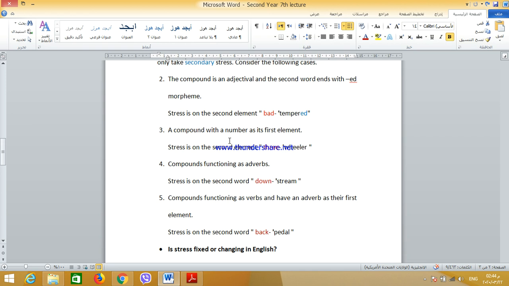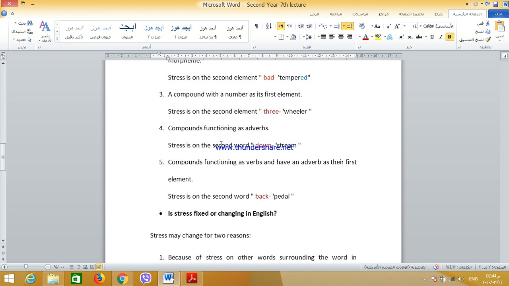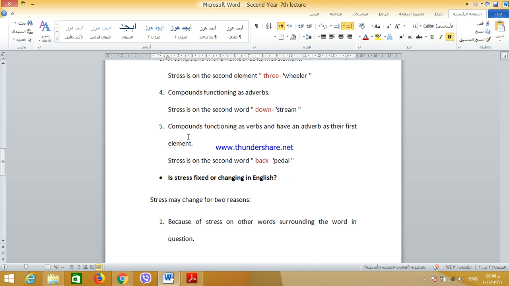A compound with a number as its first element is also stressed on its second part, like three-wheeler. Three is a number, and the second part is stressed. Compounds functioning as adverbs, like downstream. Down is an adverb. Again, the second part of the compound is often stressed. Another type, compounds functioning as verbs and have an adverb as their first element. In this case, again, the stress is going to be on the second word, like backpedal.